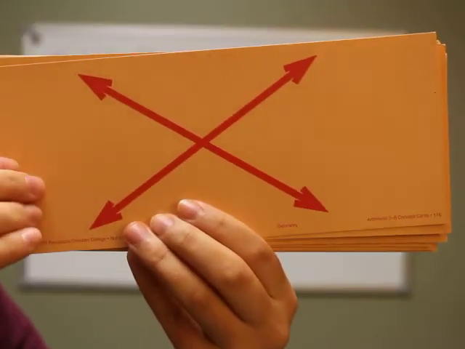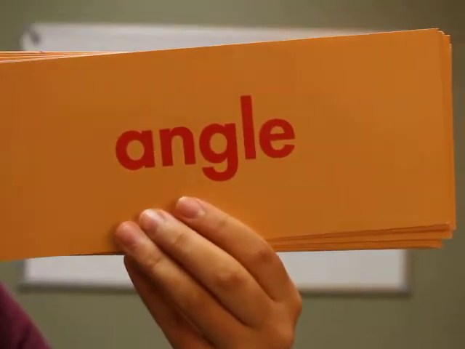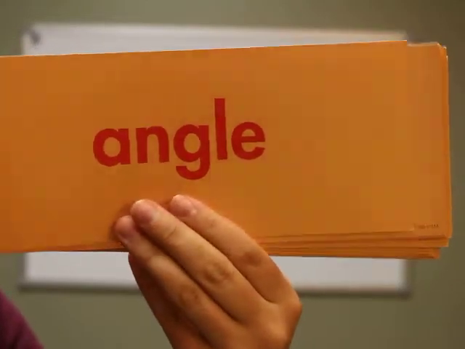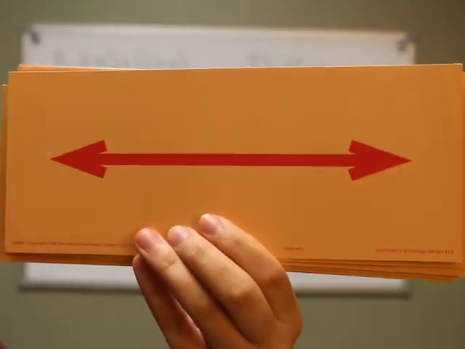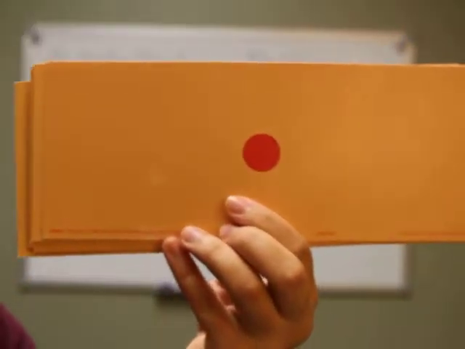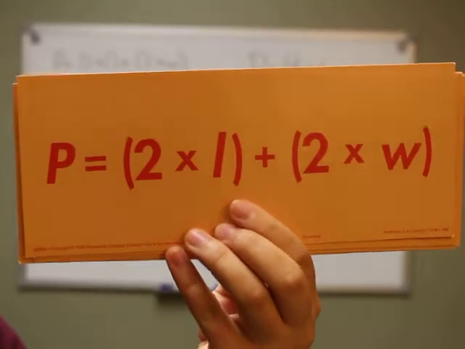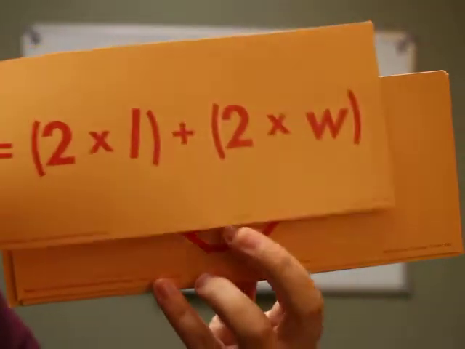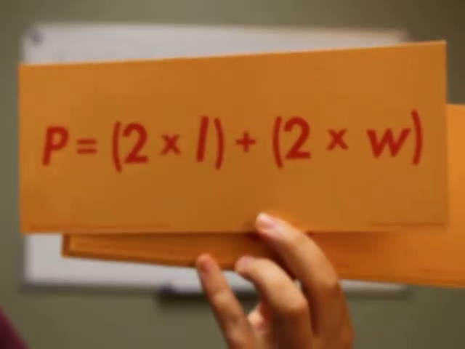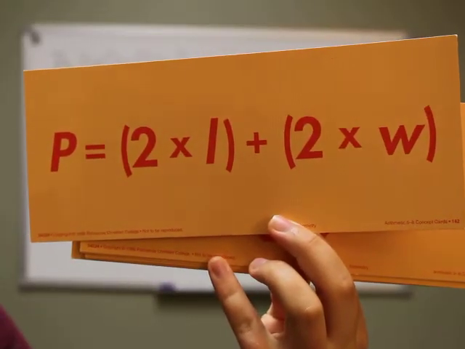perpendicular lines, intersecting lines, whoops, wrong way, an angle, ray, line, wrong way again, line segment, point, perimeter of a rectangle. Formula is P equals 2 times L, in parentheses, plus parentheses 2 times W.